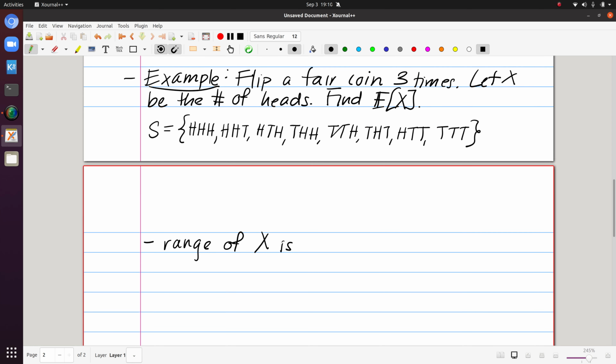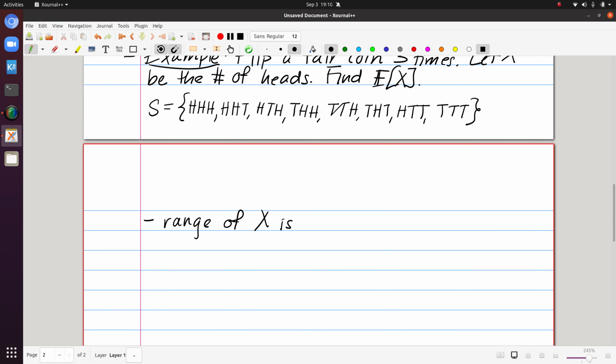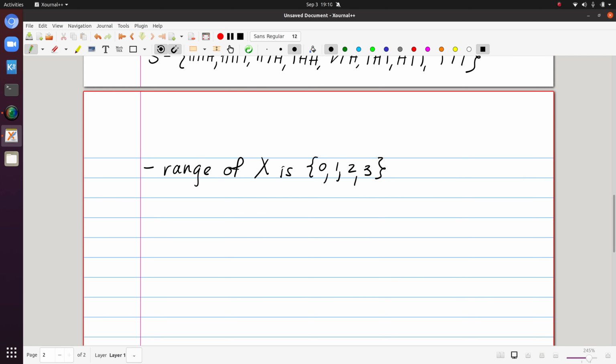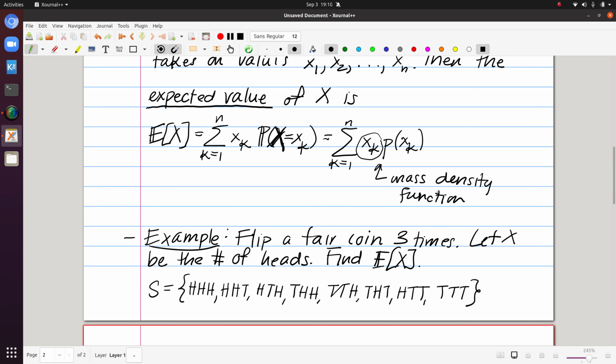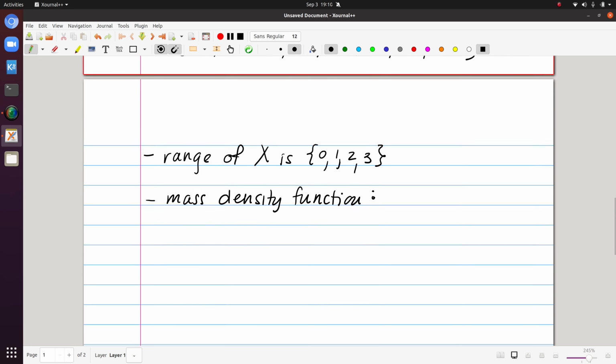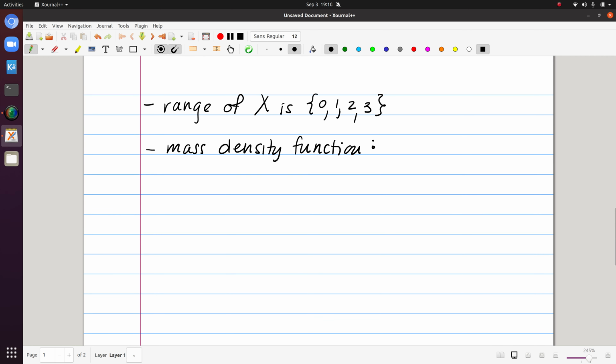So X is counting the number of heads seen in 3 coin flips. That can be 0, 1, 2, or 3. Then I need to be able to find the mass density function of X. And again, the reason being that we're going to multiply each of those values by the mass density. So recall that to find the mass density function of X here, I need to identify P of 0, P of 1, P of 2, and P of 3.